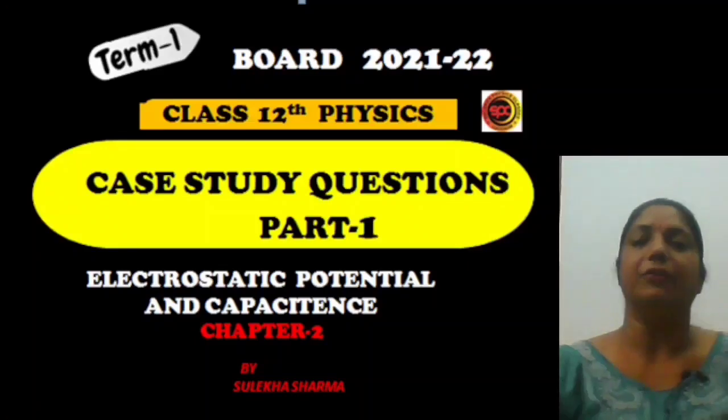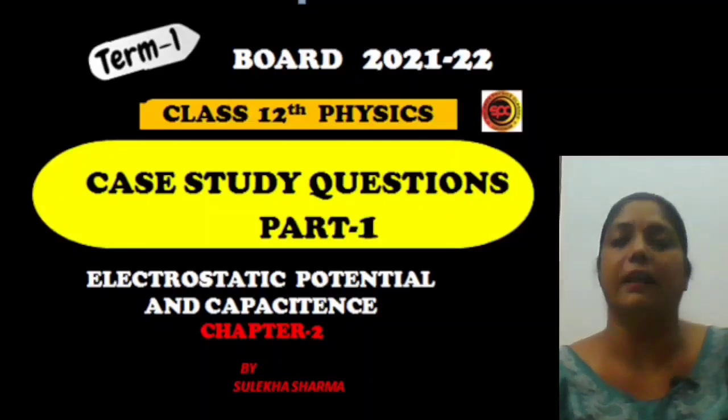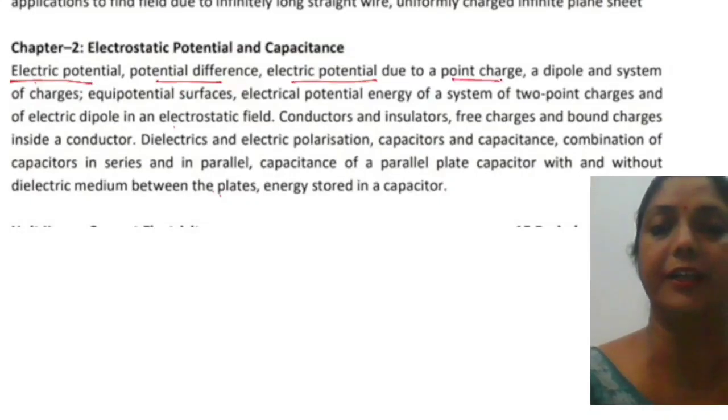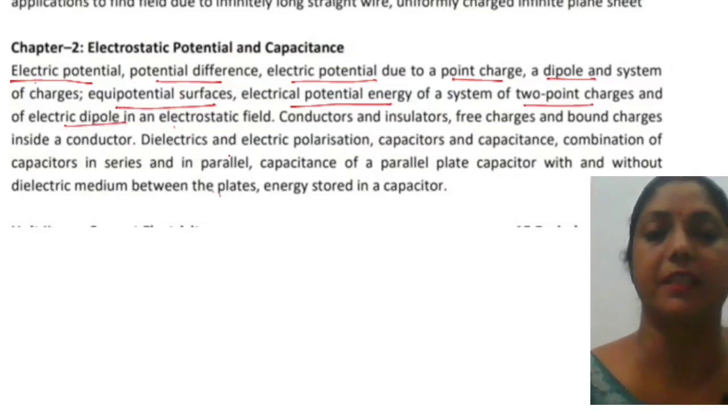In this chapter there are many important topics like electric potential, potential difference, electric potential due to a point charge and also due to a dipolar system of charges. Next, equipotential surface is also very important. After this, electrostatic potential energy of a system of 2-point charges and also of electric dipole. Right? All these topics are very important.